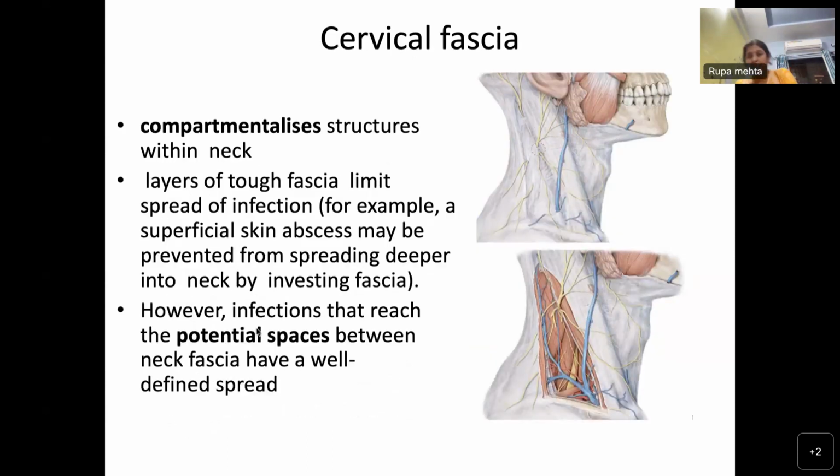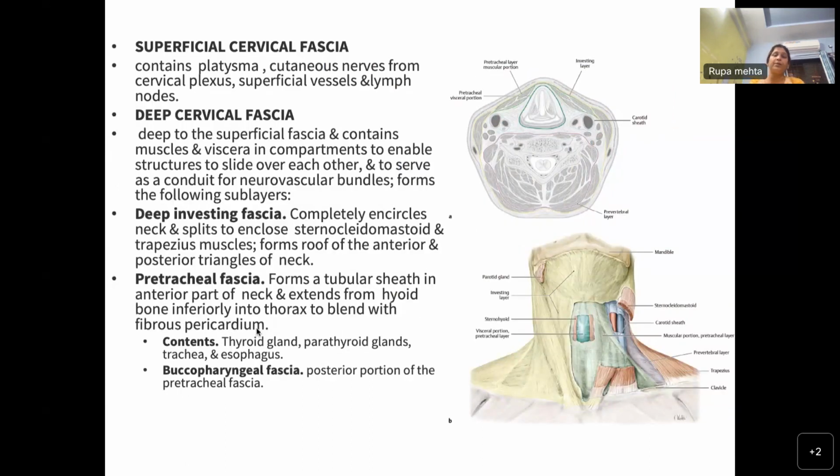Now, cervical fascia is a very important entity. Cervical fascia compartmentalizes structures within the neck. Because of this, all the structures are contained in such a compact conduit so well. This is a very tough fascia which limits the spread of infection. Those various layers bind the tissues, and they also enclose the potential spaces between them. So if any infection happens, it has a well-defined spread, and the deep neck spaces are named accordingly. This is beyond the scope of today's class, but deep neck spaces is a very important and big topic on its own.